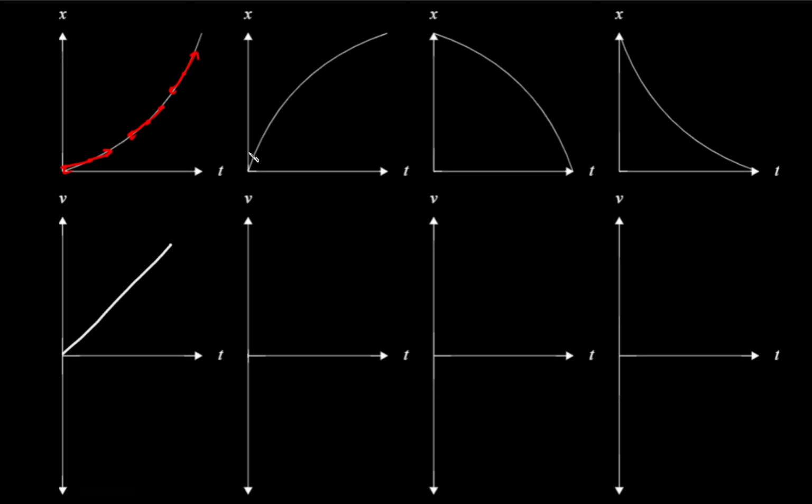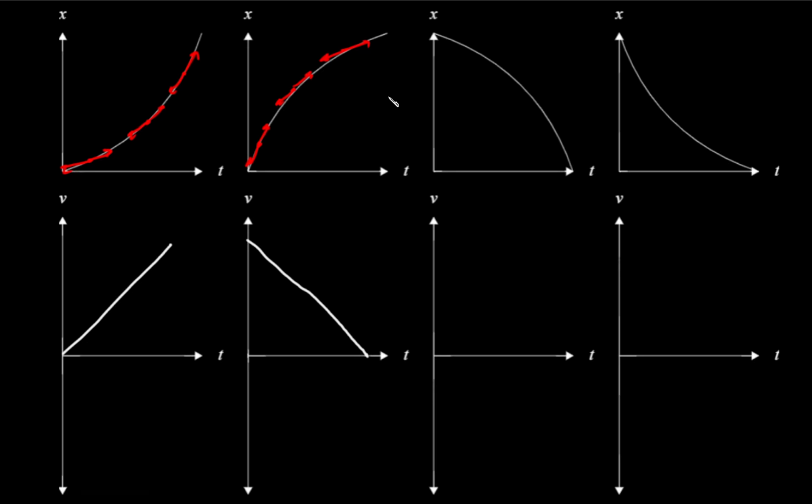Now for this graph, let's do the same thing. The slope at this point is about this, the slope at this point is about this, and the slope at this point is about this. So then the graph is starting at a positive velocity, and it's decreasing down to 0.